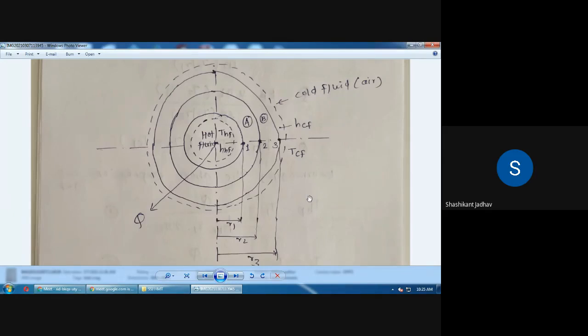Over. Okay, so this is the diagram for the composite cylinder. For the composite cylinder, and our aim is to calculate the value of Q.